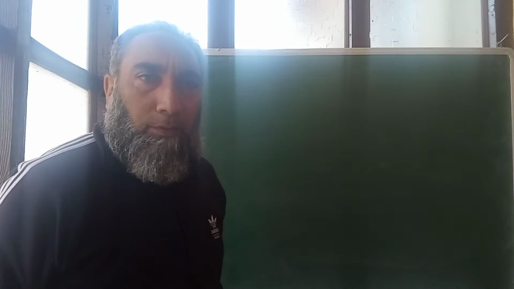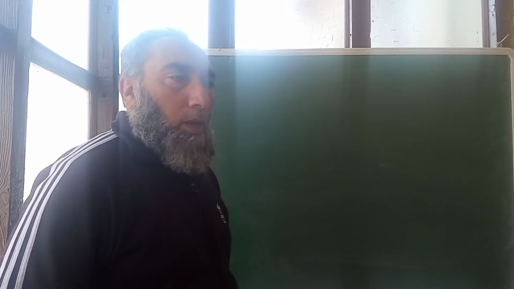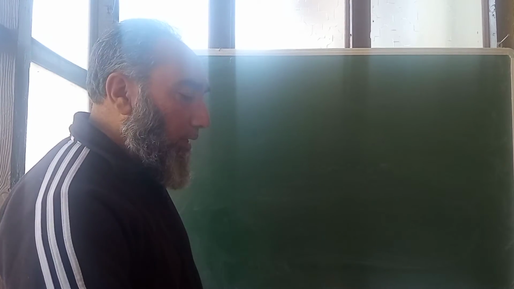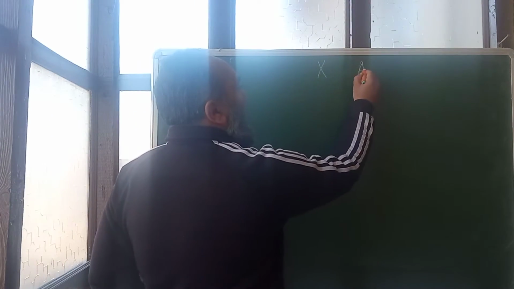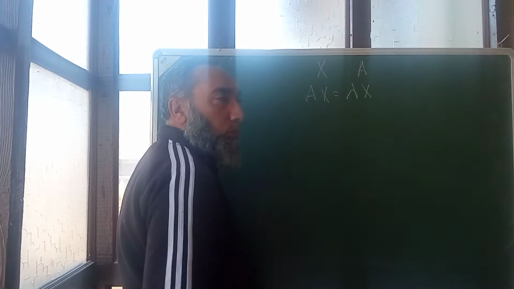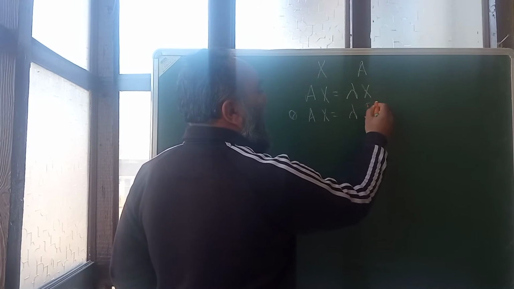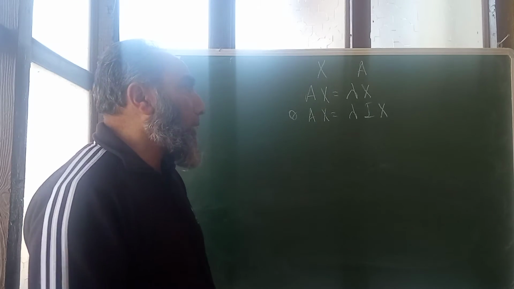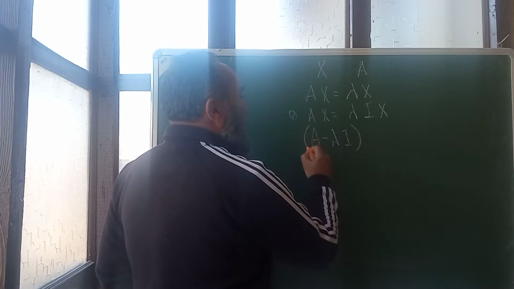Good morning, students. Yesterday I was talking about eigenvalues and eigenvectors. As I have said, a non-zero column vector x is said to be an eigenvector of a square matrix A if it satisfies the equation Ax equal lambda x, or Ax equal lambda I into x, because I into x is x. Any matrix multiplied by a unit matrix is the matrix itself. So, A minus lambda I into x is equal to 0.